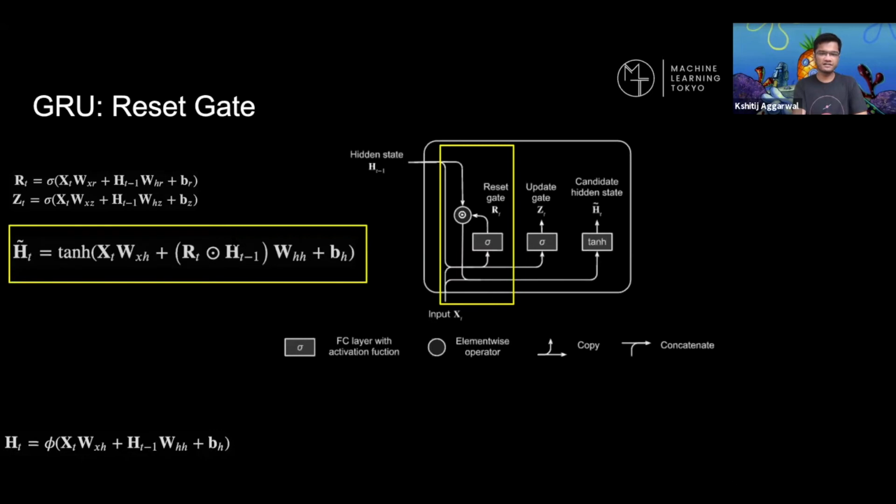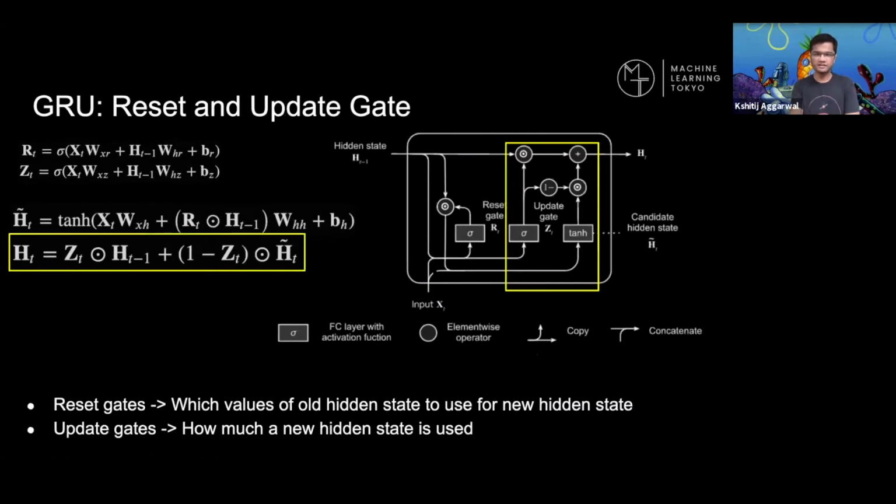Because RT is an element-wise product, wherever the RT value is 0, those corresponding indexes of ht minus 1 would not make any difference in computing ht. While wherever RT is 1, all those values of ht minus 1 will be passed to ht. So RT is the reset gate, which decides which values of ht minus 1 will actually be used in computing ht. And then we have the update gate.